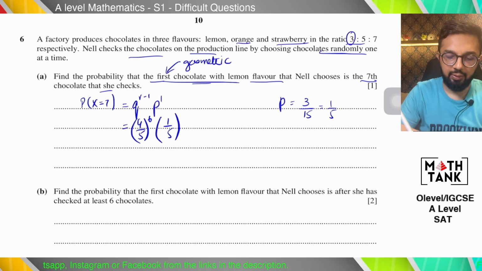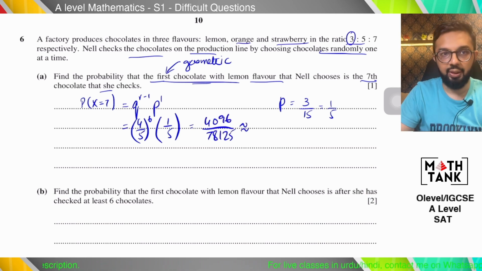Okay, yeah, that gives me 4096 over 78125. If you want to round off to three significant figures, it's 0.524.